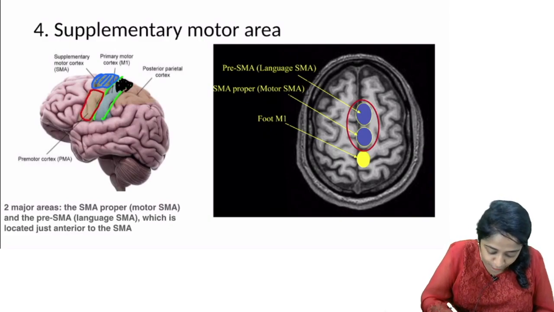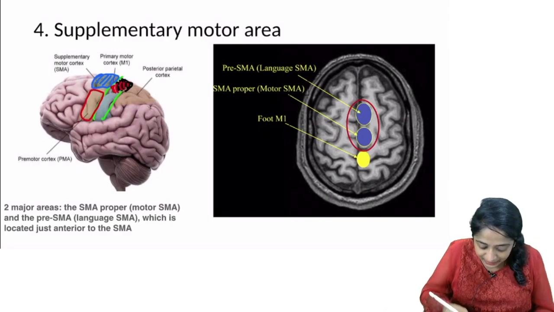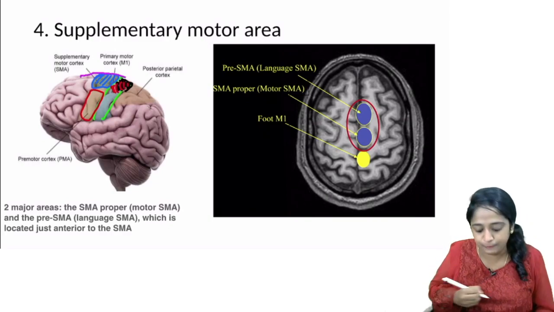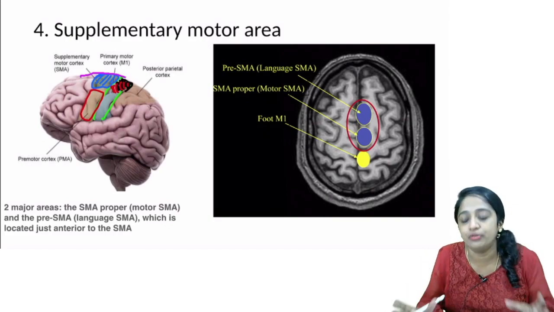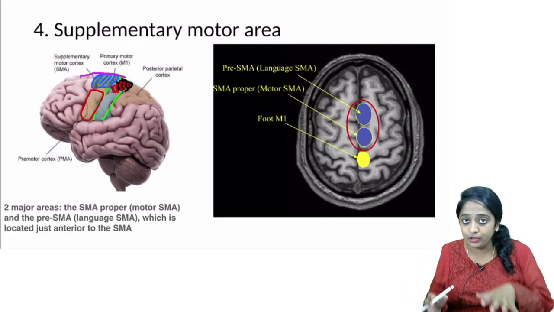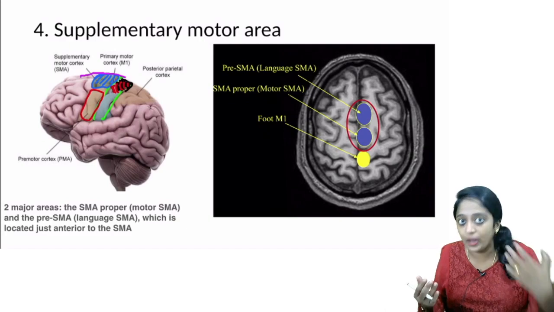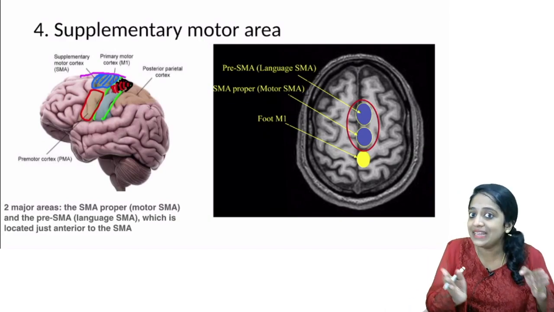Posterior, of course, we have the foot motor area, and medially it is bounded by the interhemispheric fissure. So, this area is a supplementary motor area. Now, when you are trying to figure out on axial sections, where will you look for? You have to look in the medial most aspect.